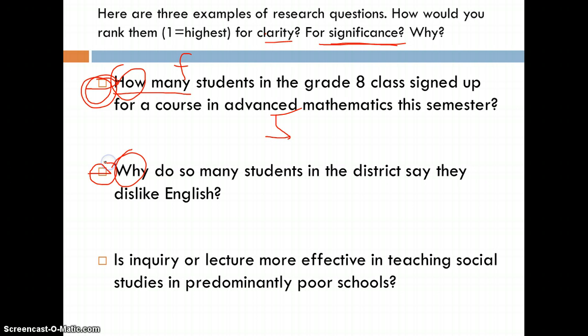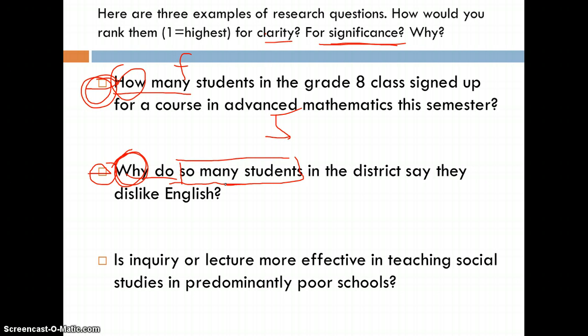This next one. Why do so many students in the district say they dislike English? All right, well, it starts with a how or a why, and it really asks why. It's not just asking something else that we're using sort of the trick with English that "how many" asked in this earlier one. So why do so many students in the district say they dislike English? What is a little vague is "so many students in the district." It would be great if there was a little more specificity there.